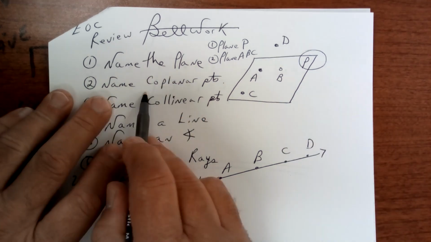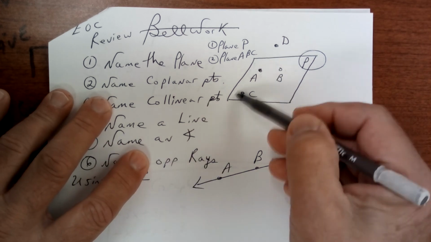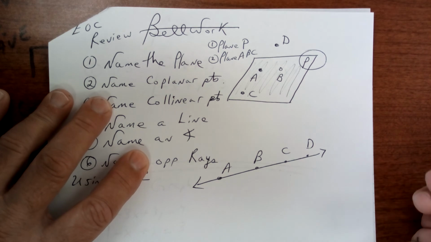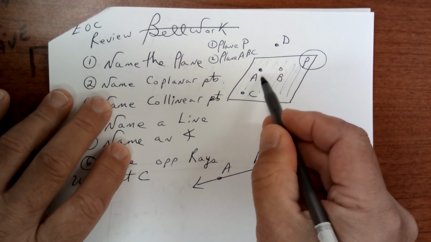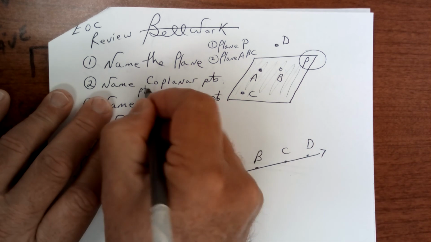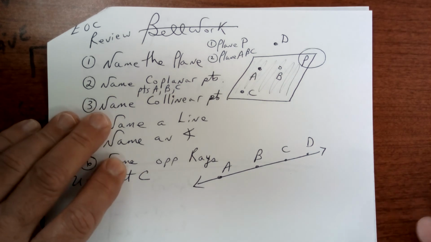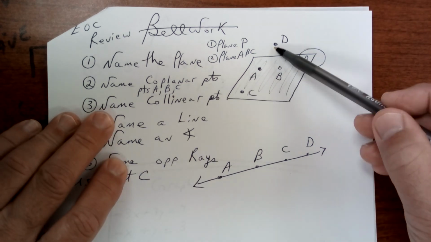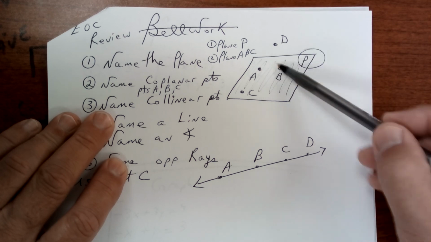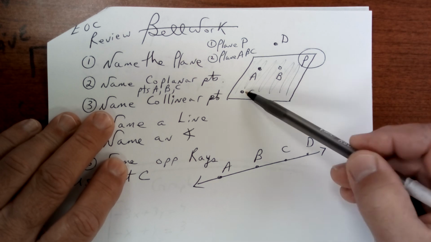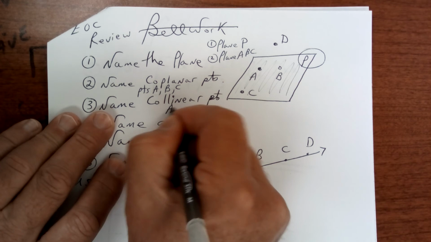Name coplanar points. Coplanar points are on this sheet of paper. This is called a plane right here, flat surface. So you would say points A, B, and C are called coplanar. Collinear, you can't use D because D is not on that page. Okay, so it's non-coplanar. There are no collinear points in a straight line, well, I guess you could say A and C. I guess we could say that.